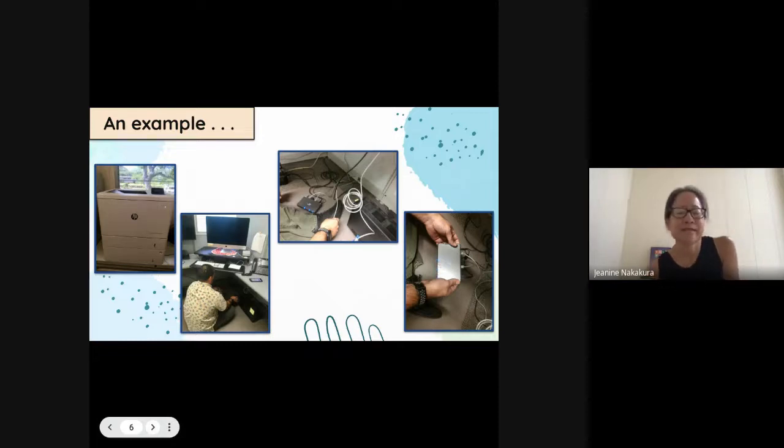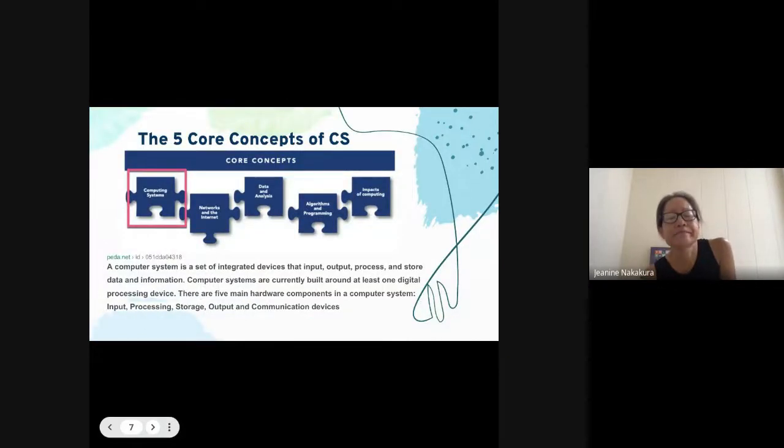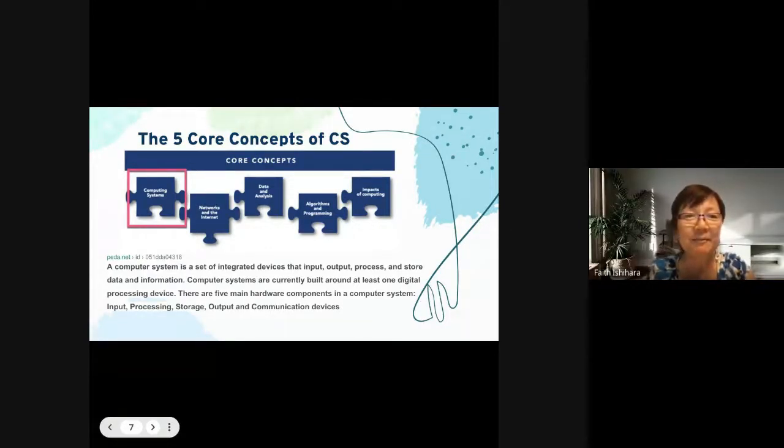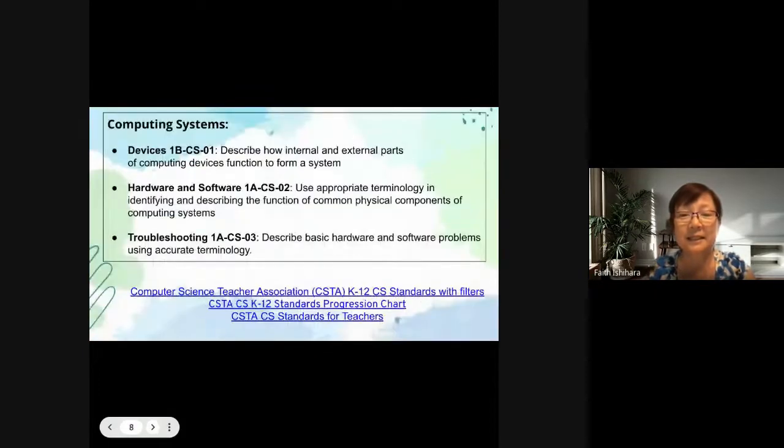Okay, next slide. So I'm going to turn it over to Faith now, and she'll go into a little more detail. Okay, thanks, Janine. Yeah, so as Janine mentioned, we did an overview, and today is a little deeper look into computing systems. And the sub-concepts, devices, hardware, software, and troubleshooting are all listed here, and these are the standards that we're going to cover.